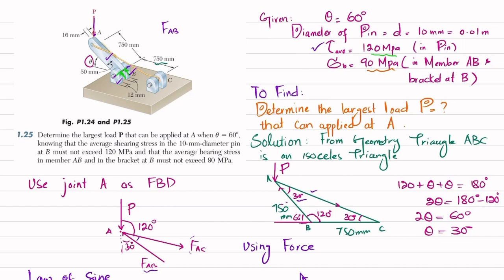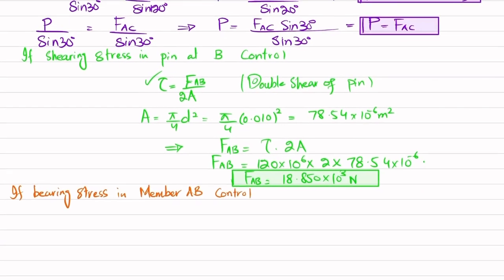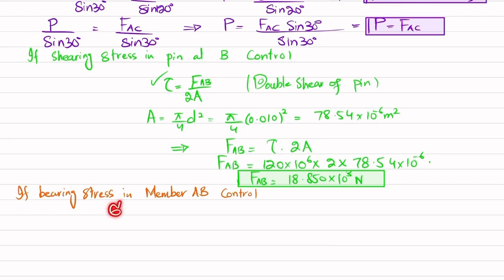So you can see here that this member will have this hole in which this pin will pass. So the bearing area AB will be equal to diameter into its thickness. Diameter is the diameter of this pin, which will be the diameter of the hole in this rod, and thickness is given as 16 millimeter. So we will write bearing stress is equal to FAB divided by AB.